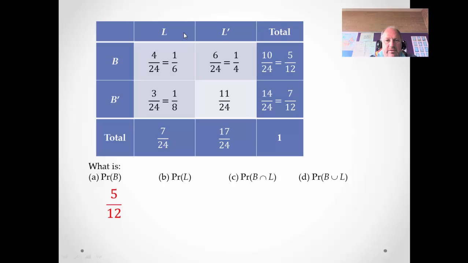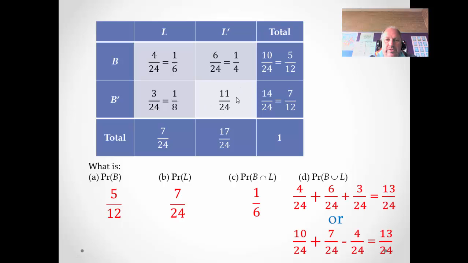Probability of L: we look at the L column, go down to the total, and it's 7/24. What's the probability of B intersecting L? That means it belongs to both B and L, so that's this section here, and so it's 1/6. The last one says B union L: everything that's in B and everything that's in L. These three shaded sections are everything in L and everything in B, so we add those three things together. 4 plus 6 plus 3 is 13 out of 24, or take 11 away from 24, because that's the bit that's not in B or L.